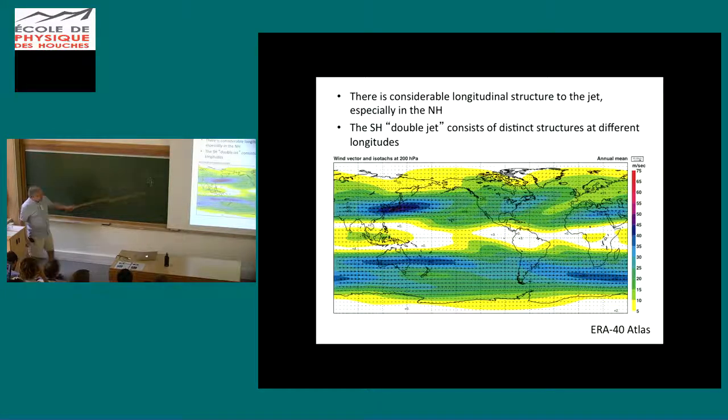So this is the annual mean, and this is the wind. The wind speed isotachs are shown in the contours, and there's a scale here, and then there's a vector for the wind as well. And this is at 200 hectopascal, which is about 8 kilometers altitude.